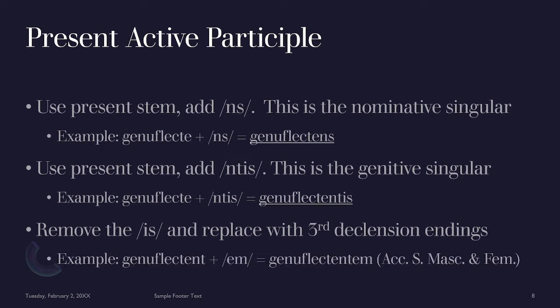Okay, so we have an example here, genuflectent. We took the IS off of genuflectentis, and in this case, we're going to add an EM to get genuflectentem, and this would be the accusative singular for masculine and feminine. And again, any ending that you know from third declension could go in place of EM. It would be the same result. Long I, ES, IBUS, you name it, it goes on the same way.